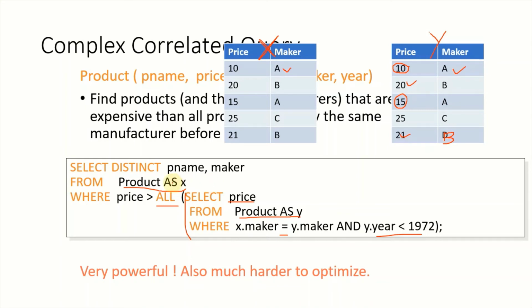There might be some duplication because here a maker can be repeated several times, a price may be repeated. So what will we do? We must use the distinct operator here to avoid any kind of duplication.